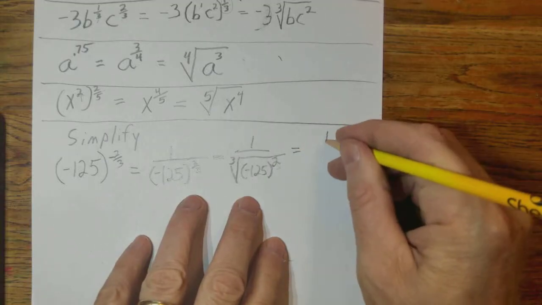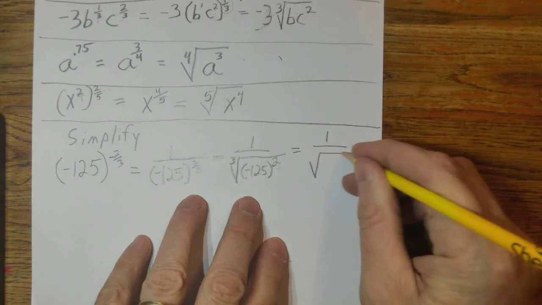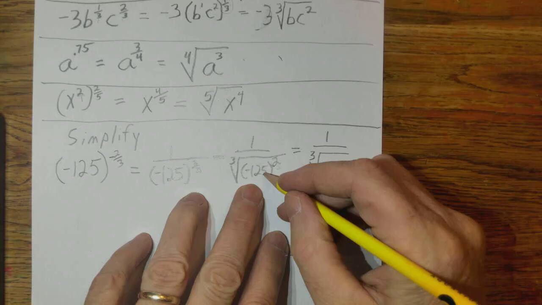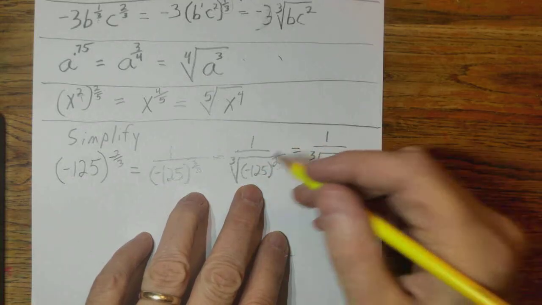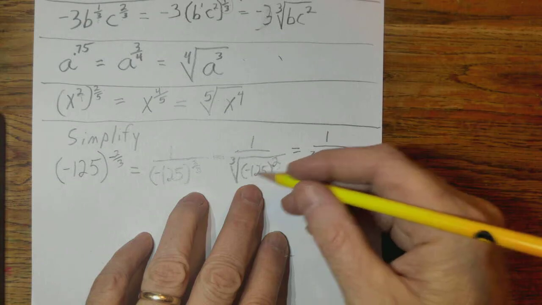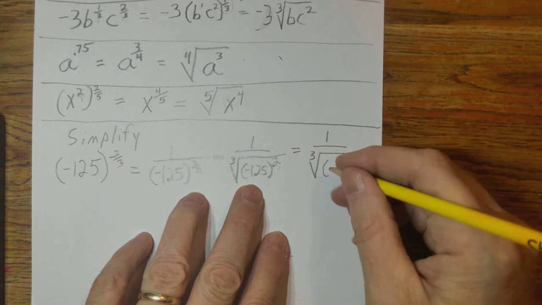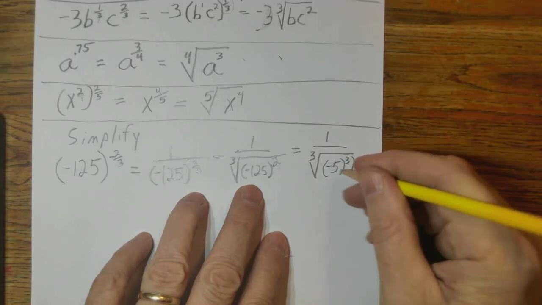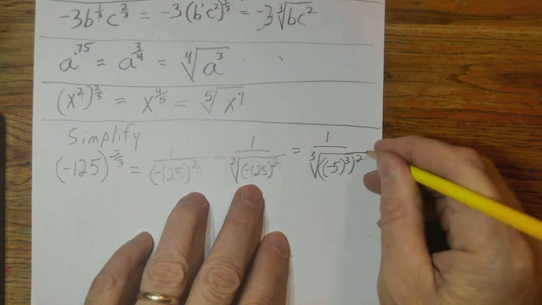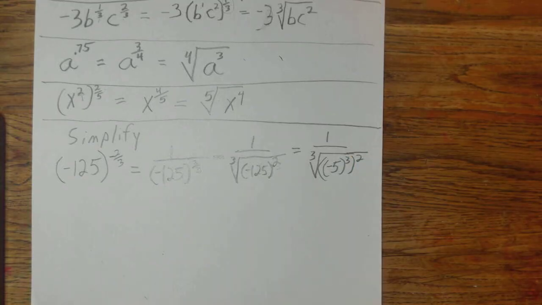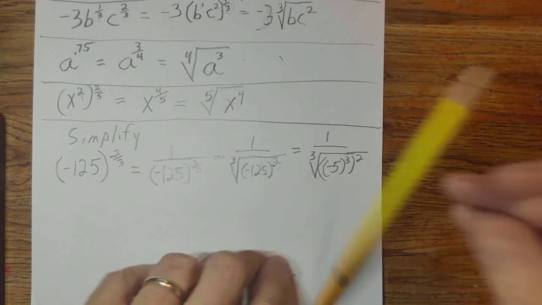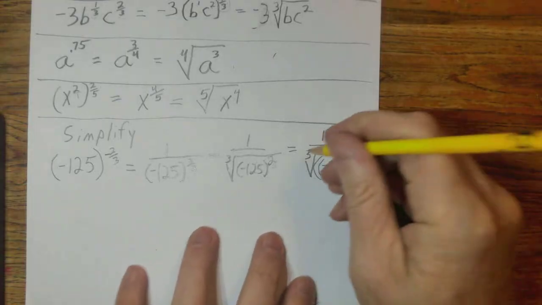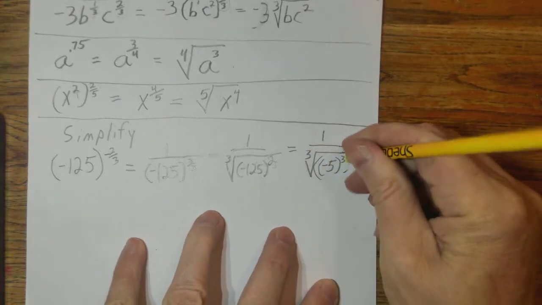And the thing I'd like to do on this is I would like to rewrite negative 125. 5 times 5 times 5 is 125. Negative 5 times negative 5 times negative 5. So that is negative 5 to the 3rd power raised to the 2nd power. And what I want to do with that 2nd power this time is, let's erase this bracket right here.